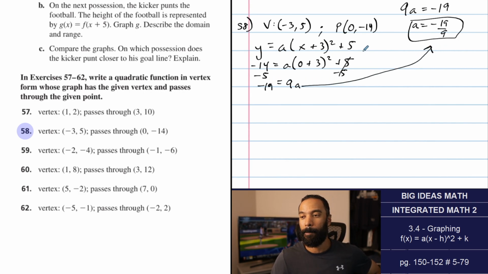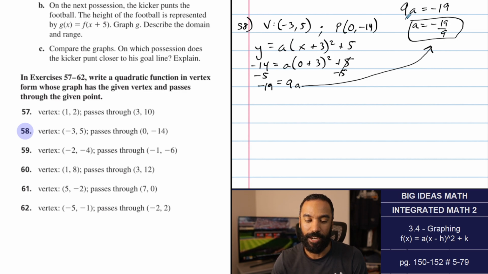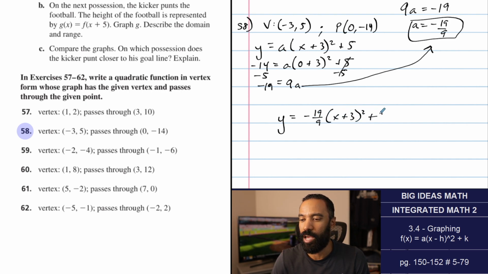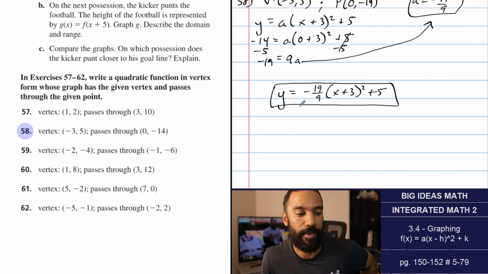A very weird number. I'm still doing it mentally over here in the way that I'm kind of coming up with what I would normally go up by and multiplying it by a to switch it. And that's what it is. So the equation is going to be y equals negative 19 ninths times x plus 3 quantity squared plus 5, I should say. Negative 19 ninths also cannot reduce, by the way.